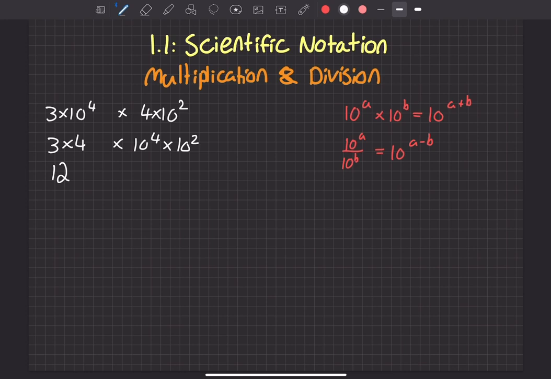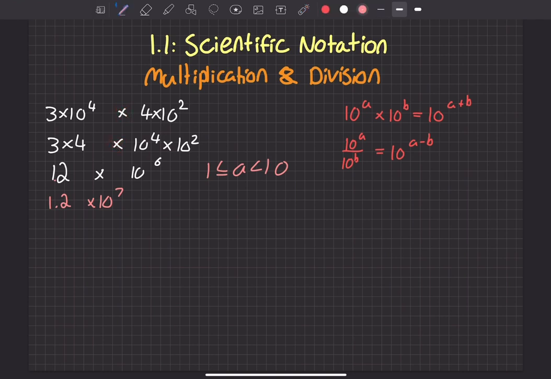And this 10 to the power of 4 times 10 to the power of 2, as we said here, would be 10 to the power of 4 plus 2, which would just be 6. It's that simple. And again, we said that it has to be between 1 and 10. So we'll just put the decimal point here, which should give you 1.2 times 10 to the power of 7. Okay, so all you have to do is rearrange, multiply the normal numbers, and with the tens, you just add the exponents. This is what happens when you're multiplying.